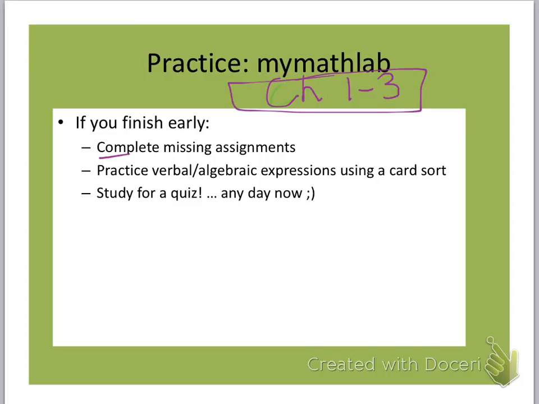If you finish early, please complete any missing assignments. Come see me to practice verbal and algebraic equations. I've got a card sort. Or study for a quiz. Could be any day now.